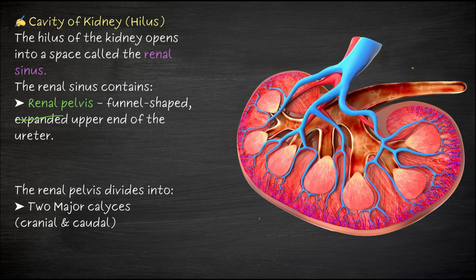The cavity of the kidney is actually called the hilus, where the blood vessels enter and the ureter comes out. For example, suppose this is a kidney. Each kidney has a cavity. What is that cavity called? This cavity is called the hilus.